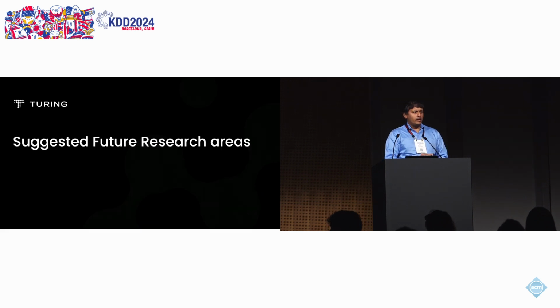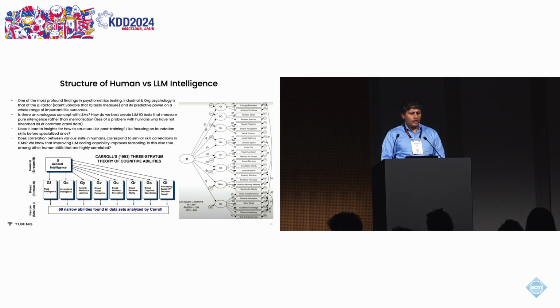So based on our insights and our vantage point, doing all this, serving all the who's who of foundation model companies, we have some thoughts regarding what might be some interesting research areas that we feel are profoundly important, but probably very under-invested in today. First is, I would say, the structure of human versus LLM intelligence. I'm willing to bet very few people in this room know about the state of the art in intelligence research, starting all the way from Francis Galton, who was Charles Darwin's cousin, over 100 years ago. And this is an active area of research.